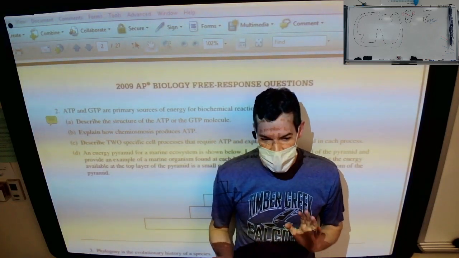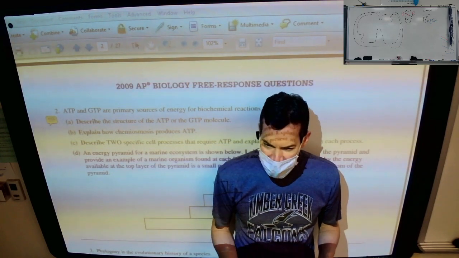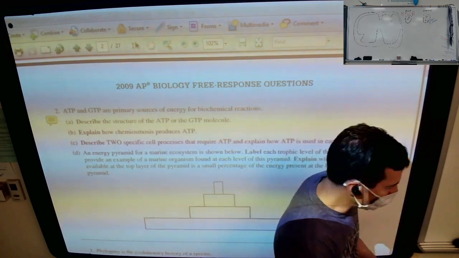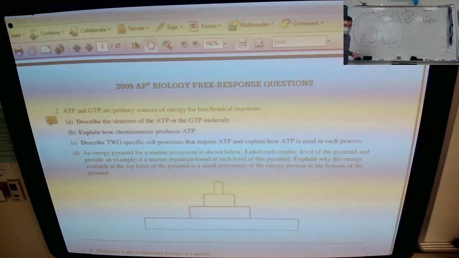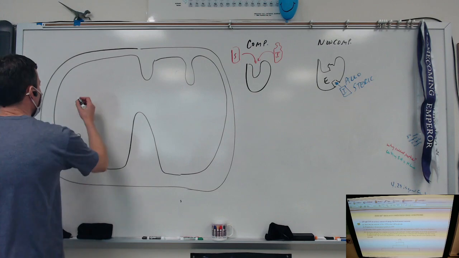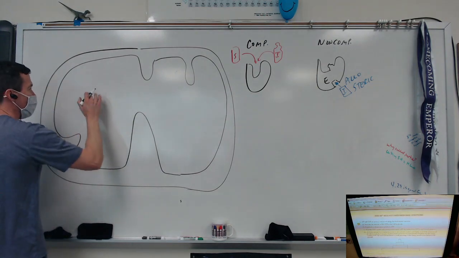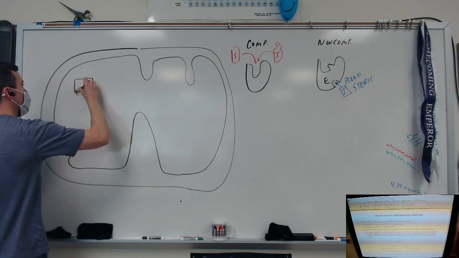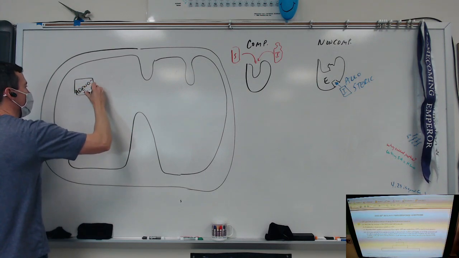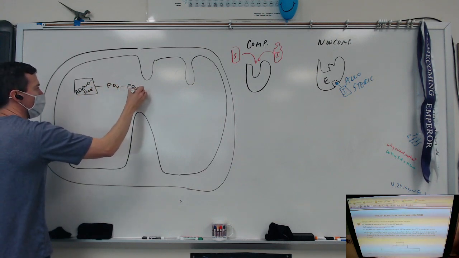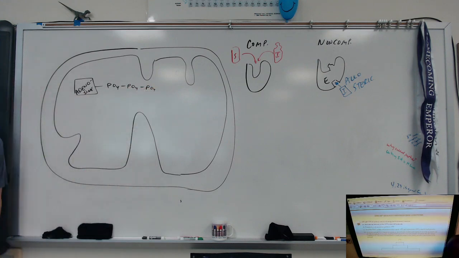Which part of ATP actually matters? Is it the adenosine part? No, it's the triphosphate part. So if all you did for your drawing was this, let me switch cameras. For your drawing, you had something like this. Ignore my mitochondria, that's for part B. But if you had adenosine, and then I have phosphates, that'd be fine for my drawing.